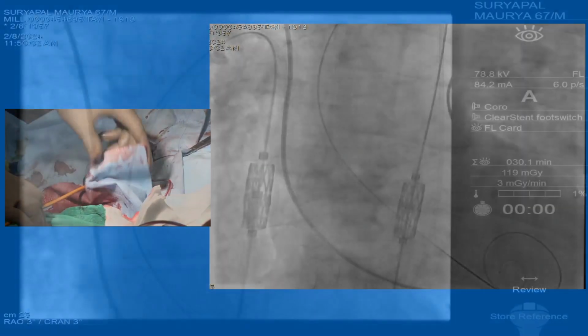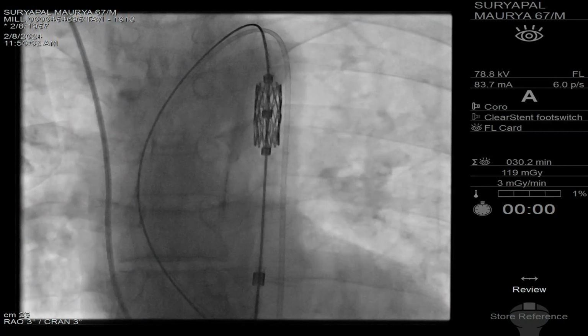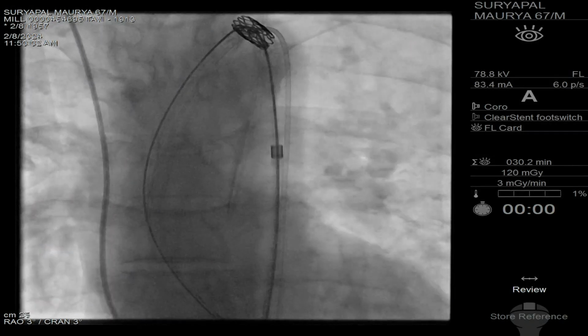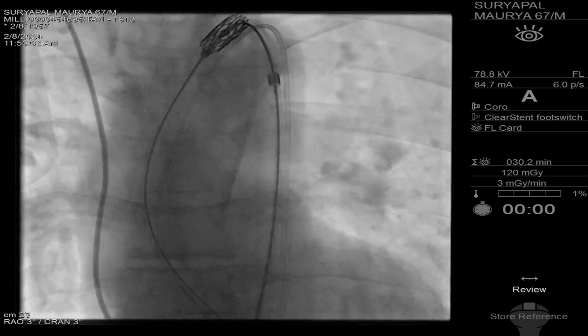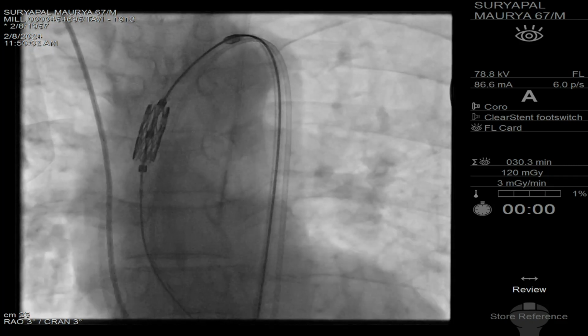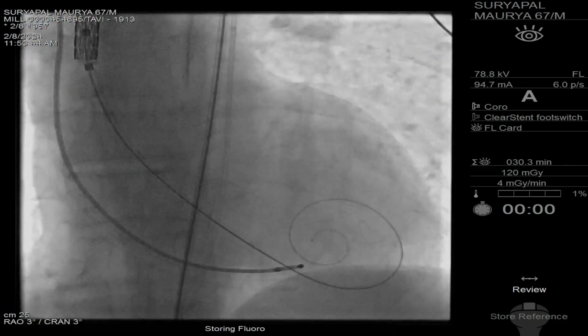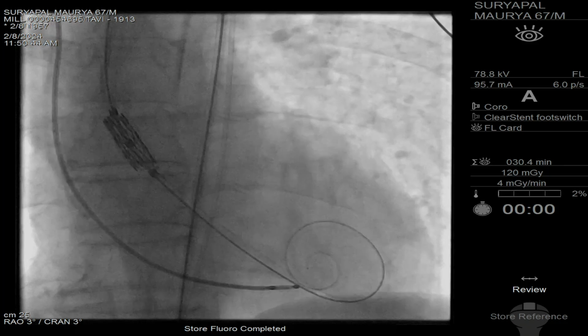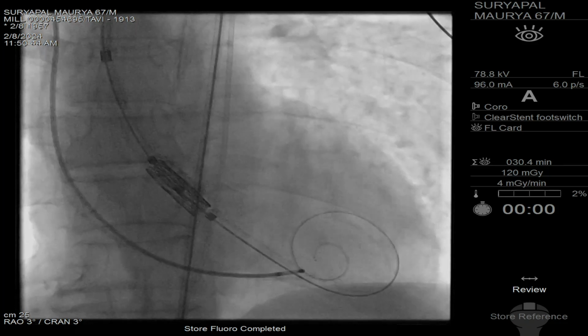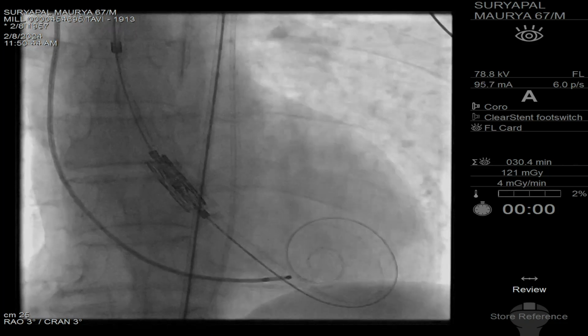Please, we are ready to take the valve up. Grab fluoro. Now we are about to cross the valve, and we have crossed. Yeah. Save it, please save it.